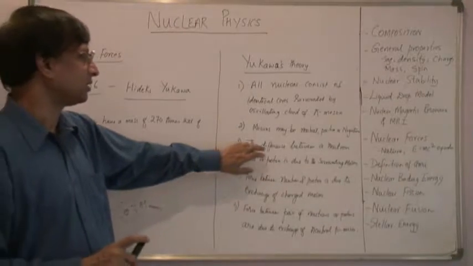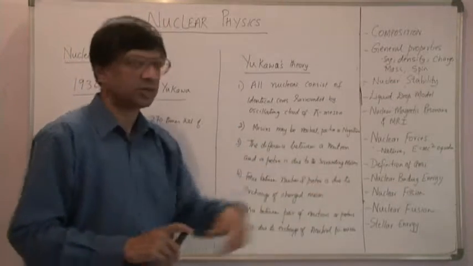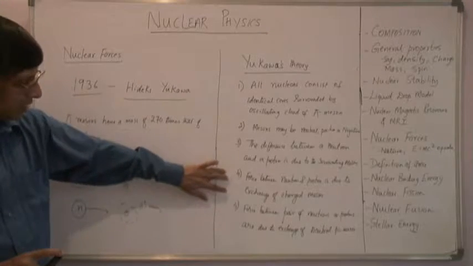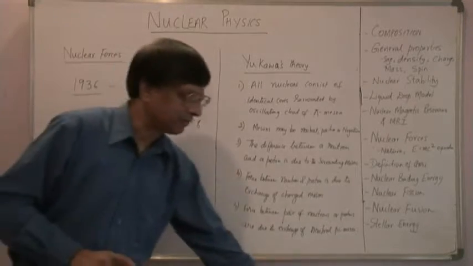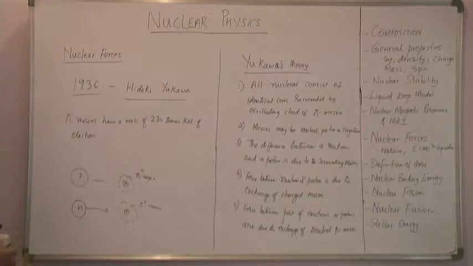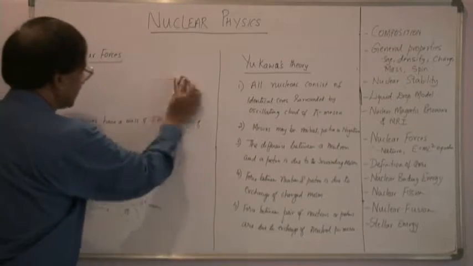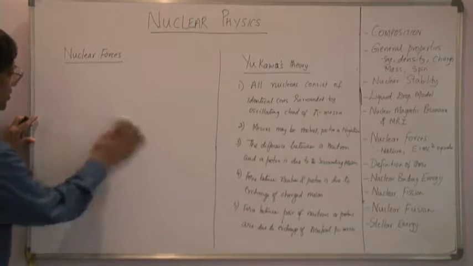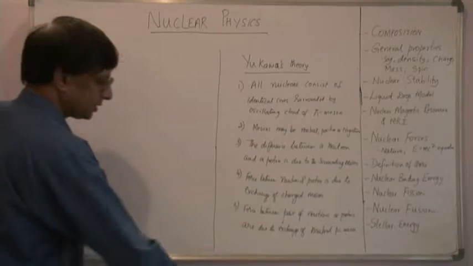So that's what you mean by here. The difference between a neutron and a proton is due to the surrounding meson. The next point here is important. Points 4 and 5 will account for the nuclear forces. So let me explain those two concepts in terms of equations, or in a mathematical sense.